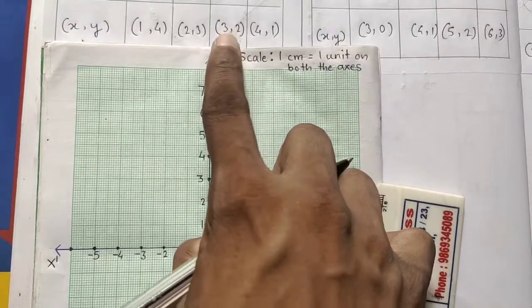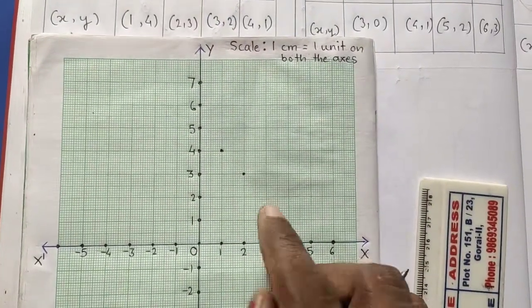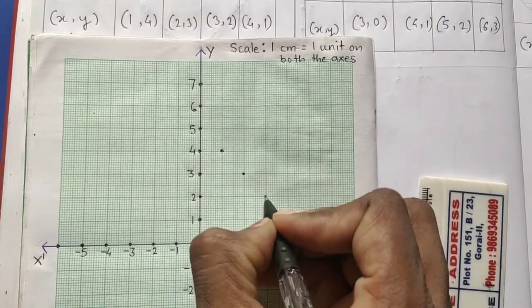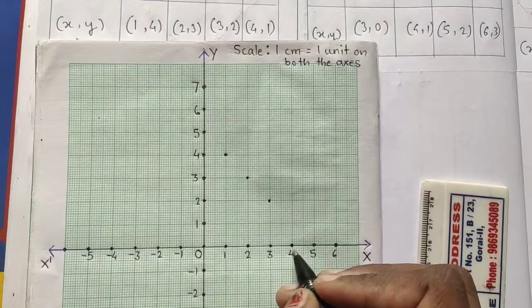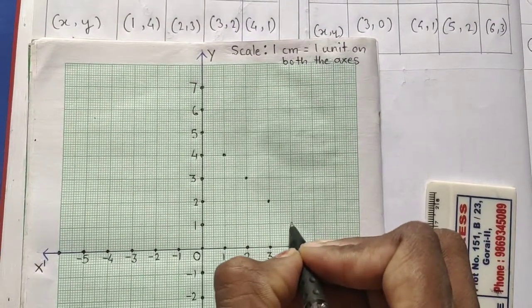Then the next point is what? 3 comma 2. So x value is 3 and y value is 2. So this is your 3, 2. Then the last one is what? 4 comma 1. So this is 4 and 1.